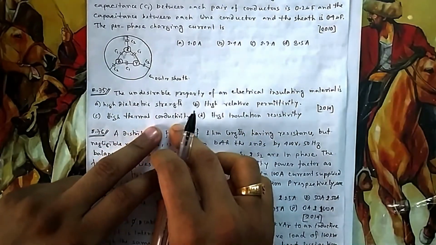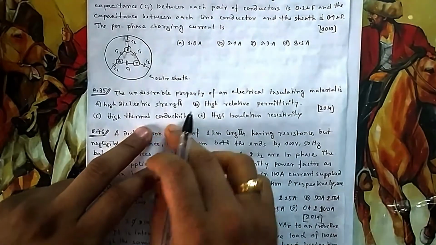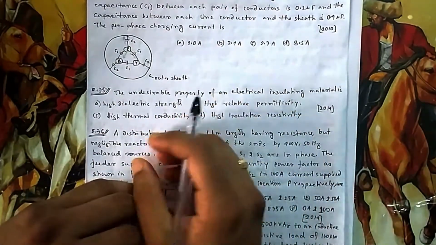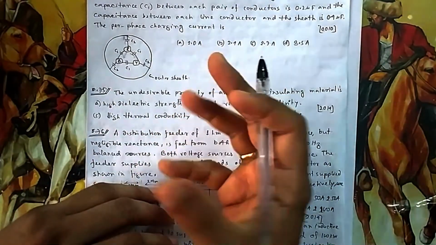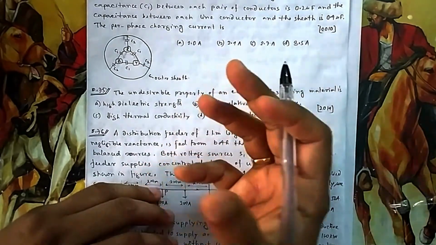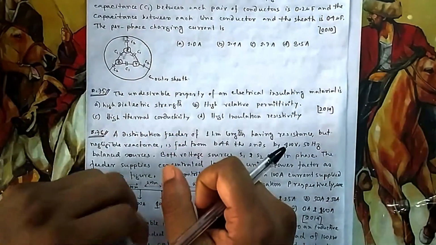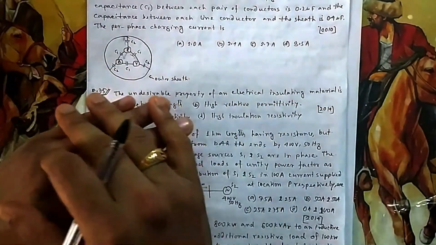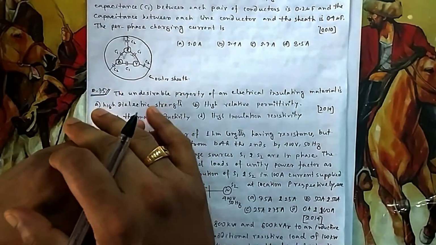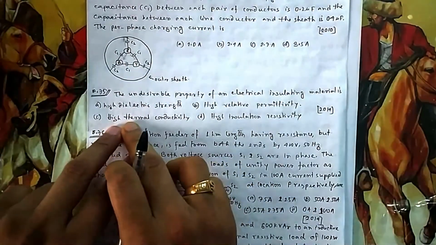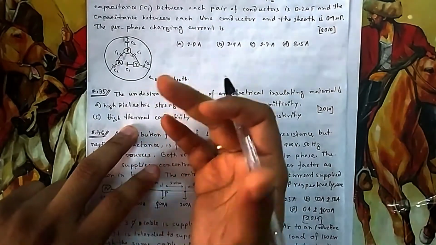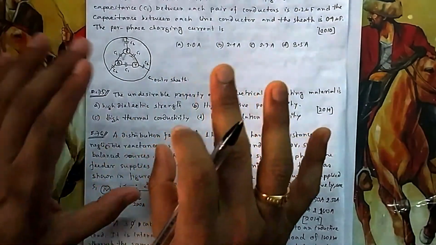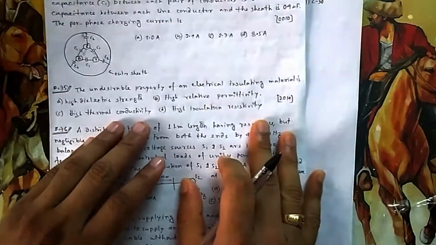High thermal conductivity is undesirable, because if your thermal conductivity is high, it will conduct heat very fast. Very fast heat conduction means it will be heated up very easily. We don't want my insulator to be heated up. If it gets heated up, then it can puncture anytime. So it should be as cool as possible. The heat transfer should be slow enough; it should be very low thermal conductivity, not high. If it is high, then it will get hot immediately. We don't want that. That is undesirable. That's why 75 is C.